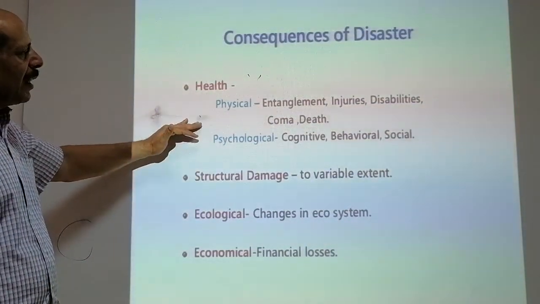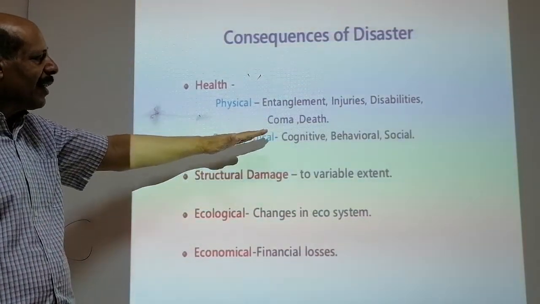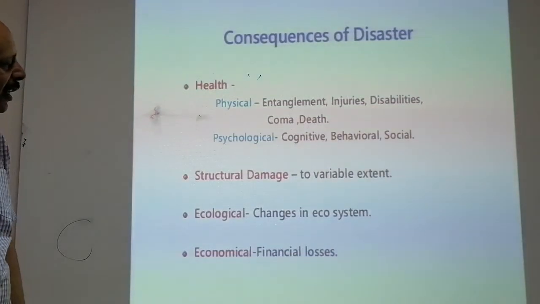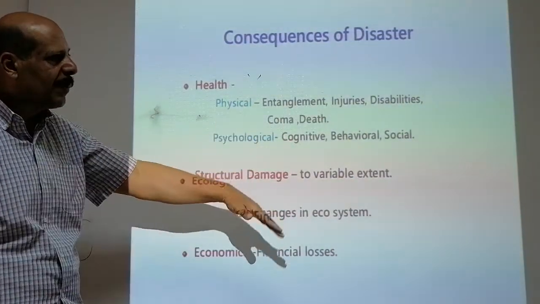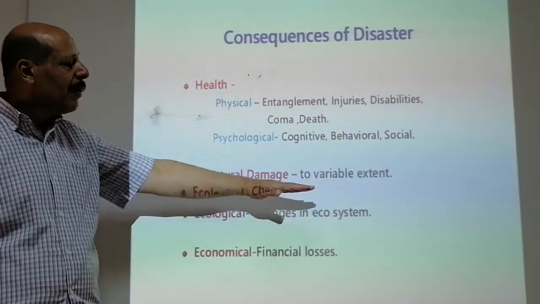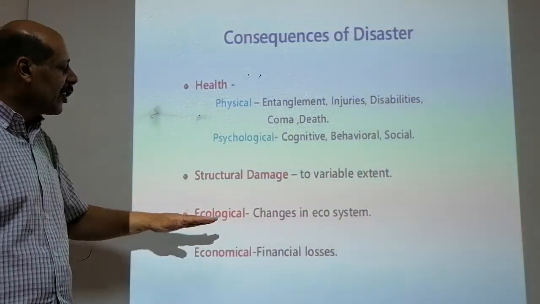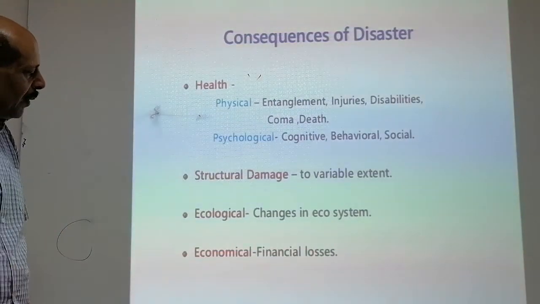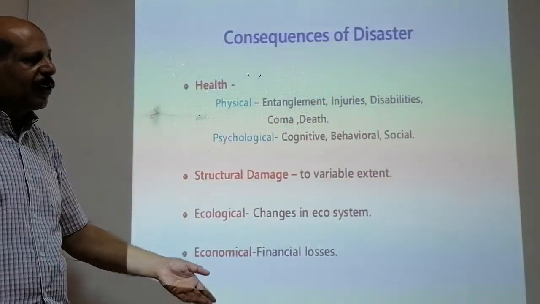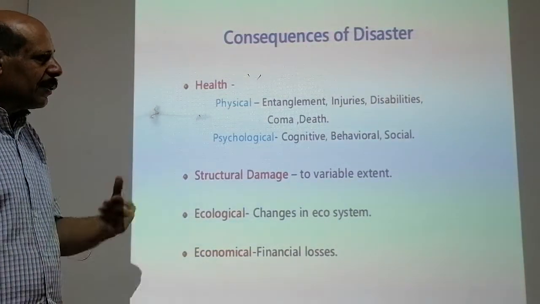Consequences of disaster on health: entrapment, injury, disability, coma, and death. So all that might happen. Psychologically, cognitive, behavioral and social changes can happen due to loss of wife, loss of husband, loss of mother, loss of father. So all will lead to those effects. Structural damage to variable extent: structure of the city, the infrastructures, the structure of buildings; ecological changes in the ecosystem that might happen; economic and financial losses, loss of their jobs, loss of their properties, loss of their houses, loss of their company, loss of their goods, all loss of their money.